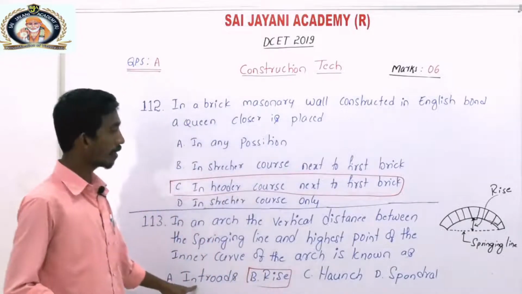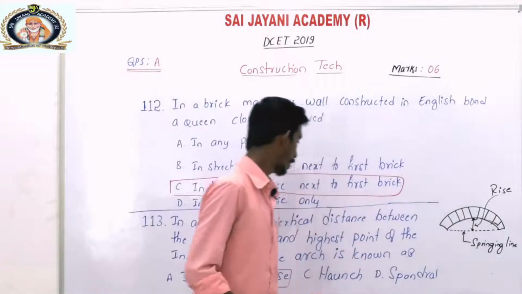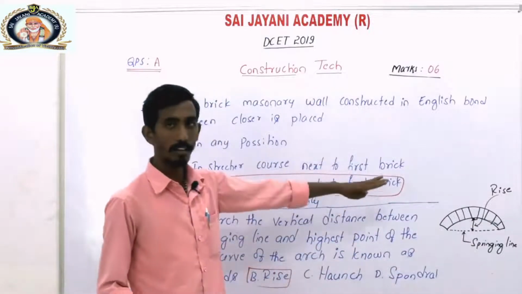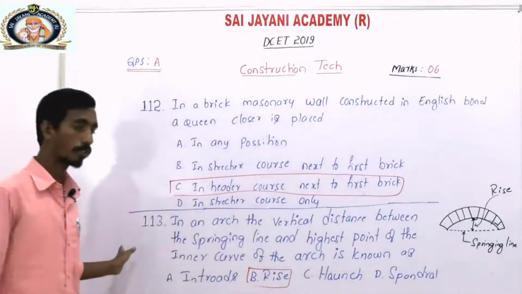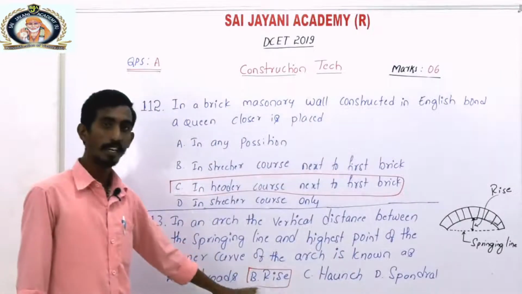Option A, intrados is the internal curve. Then spandrel is the triangular portion behind the arch. So therefore, the right answer for question number 113 is option B, rise.